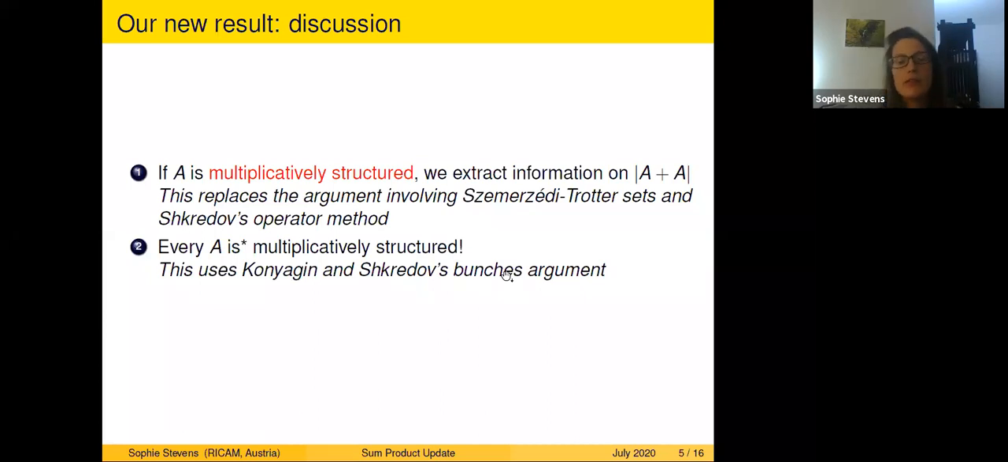And again, if you're familiar with it, this uses Konyagin and Shkredov's bunches argument, or their clustering argument.